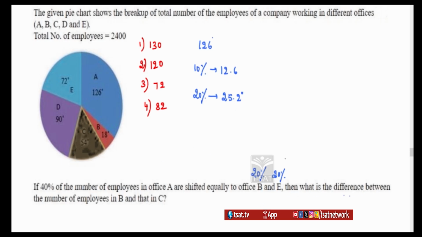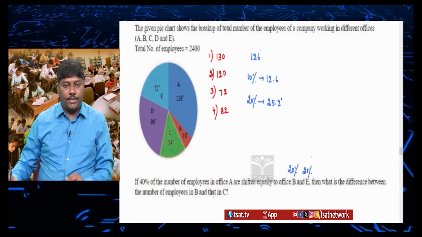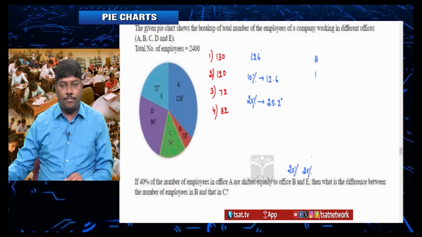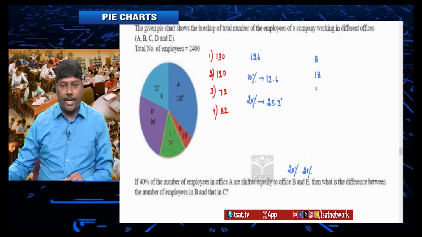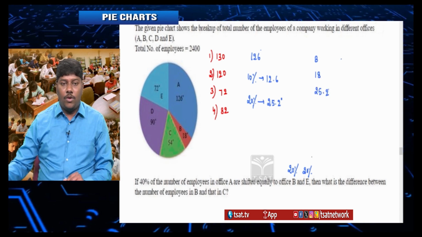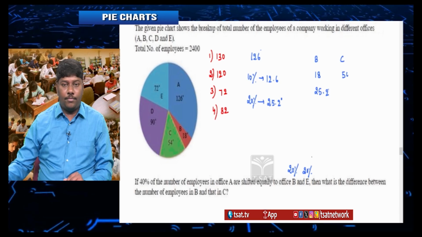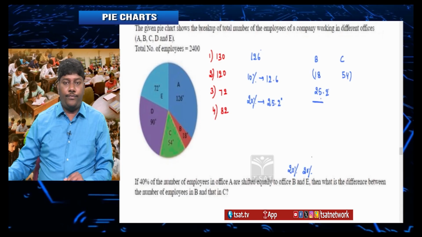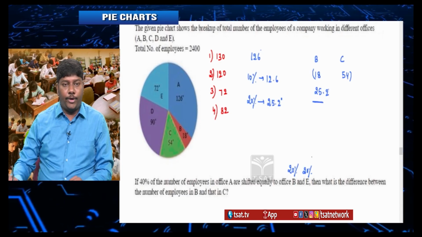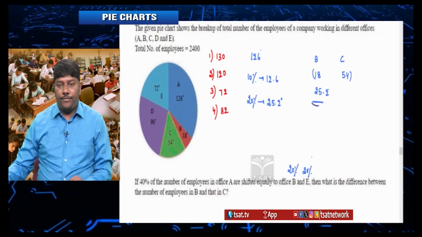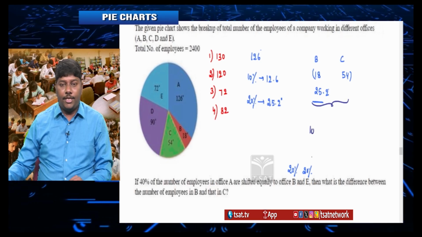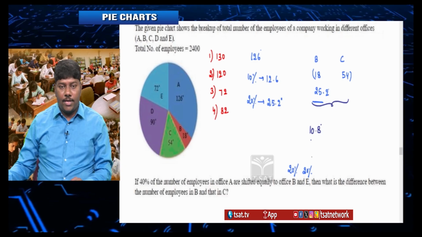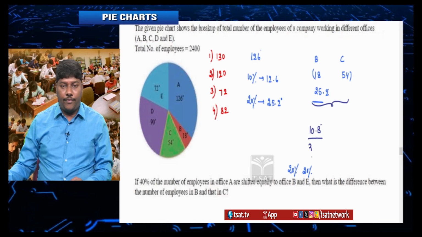So therefore he is asking you what is the difference between the number of employees in B and C. Now difference between B and C, earlier B is how much? 18. Now how much extra is added? 25.2 degrees is added. What is C? 54. So this difference we know is 36. 36 minus 25.2 is going to be 10.8 degrees. Now we know the difference between B and C is now 10.8 degrees, but he is not asking you in terms of degrees. He's asking you in terms of number of employees. Therefore, convert it into number of employees.